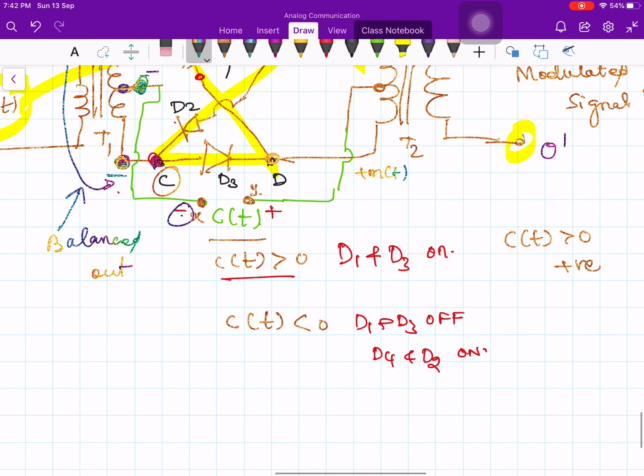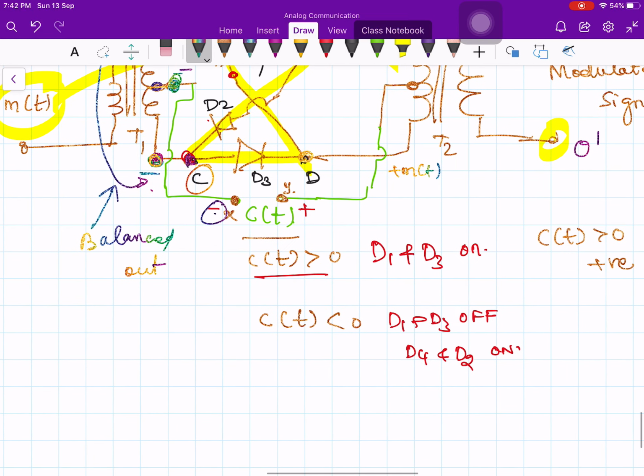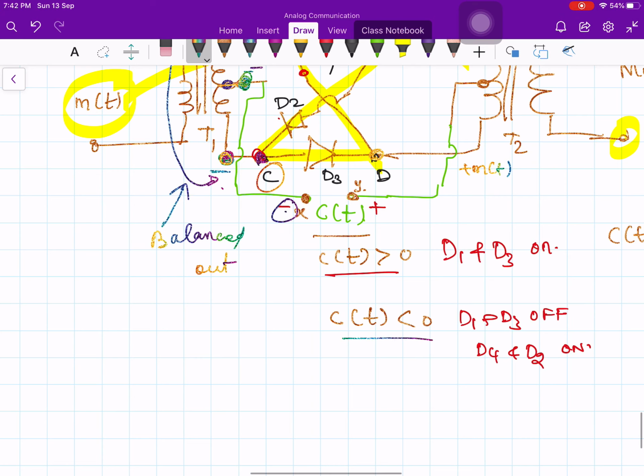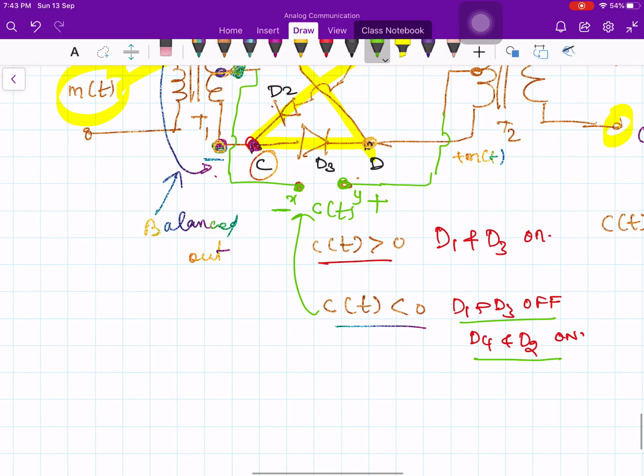Now when the carrier is in the other direction, as I said, C of t is less than 0, negative. In this case what happens? This X is negative and Y is positive. Okay, remember X is here. So many symbols. Let's say this is C of t and this point is Y and this point is X. This is negative and this is positive for C of t less than 0. In this case D4 and D2 are on, D1 and D3 are switched off, if you look at the figure.